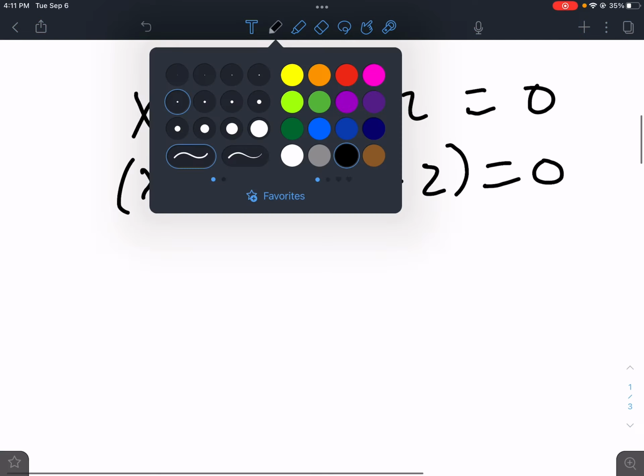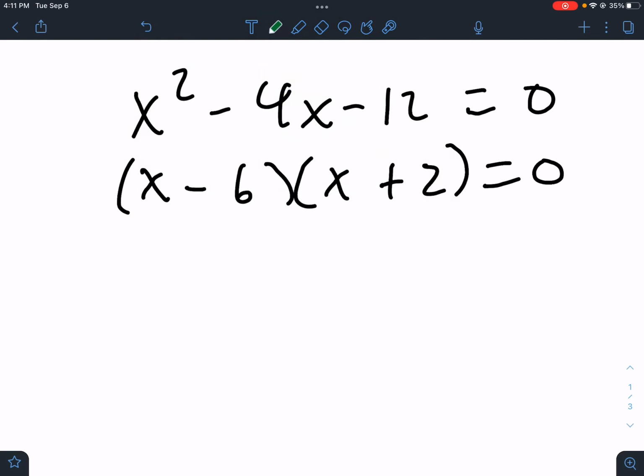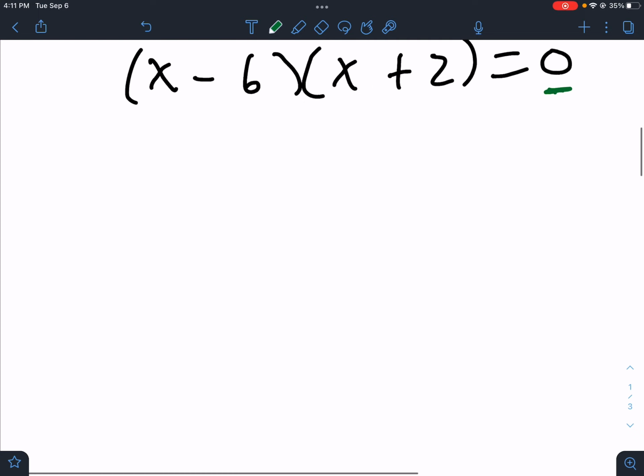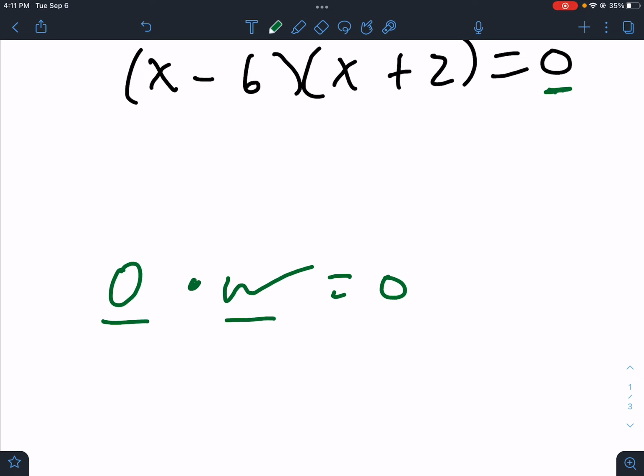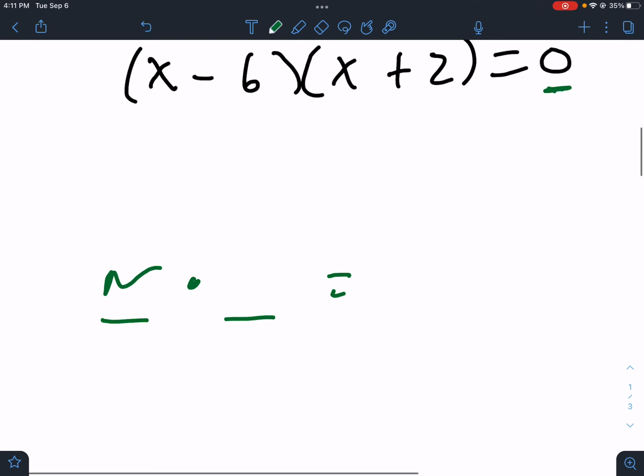Now this is where it gets a little icky. Okay, so we know the answer is 0, right? So let's think about this. Something times something equals 0. How do you get an answer of 0? One of these numbers has to be 0. It could be 0 times anything or anything times 0. Those are my options.